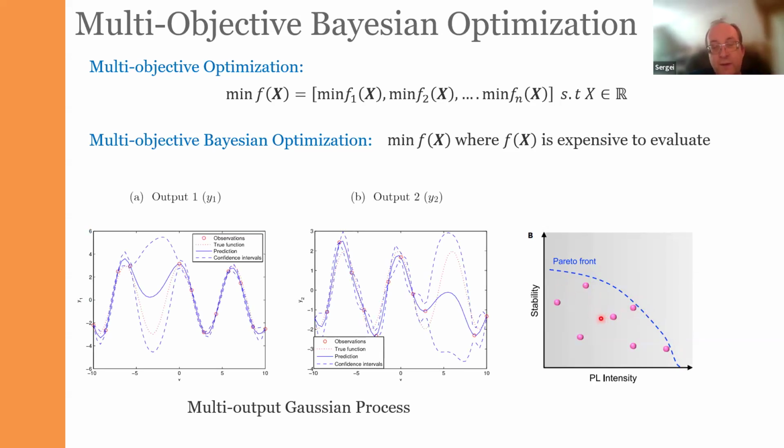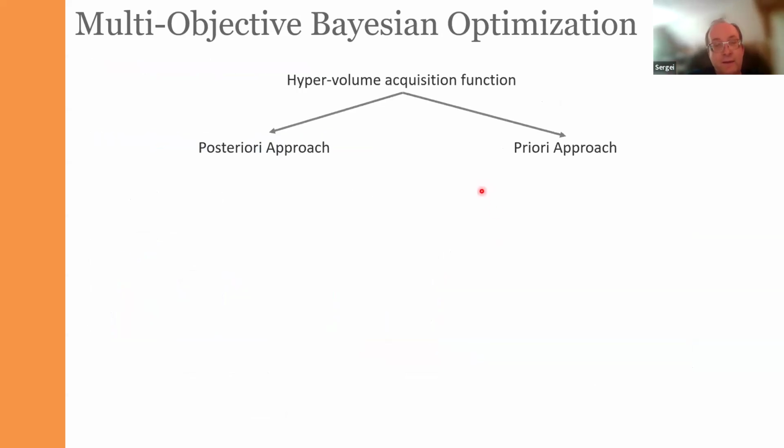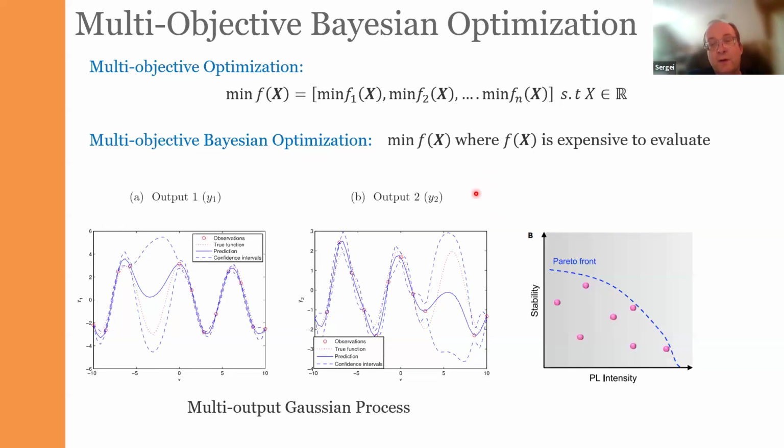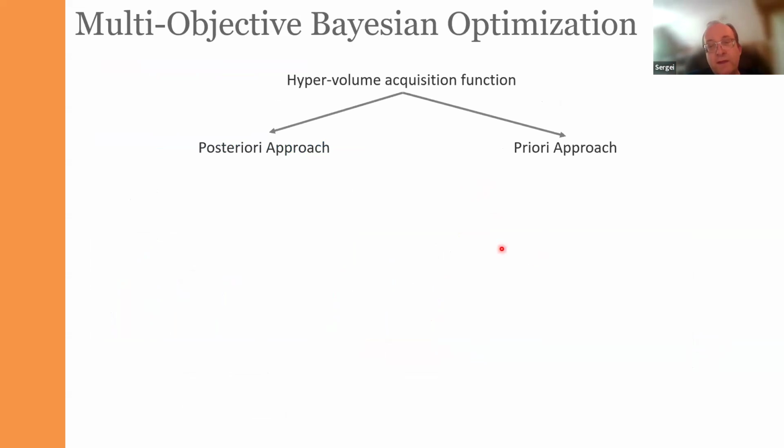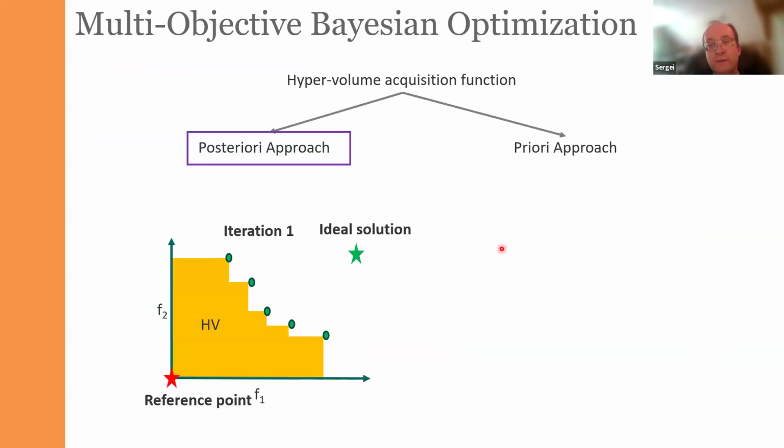The idea is that we need to somehow create the multi-output Gaussian process, where we have the Gaussian process that generates two different functions. And then we need to somehow learn how to discover these Pareto frontiers. The mathematics behind it is fairly complicated, so we are not going to go into the details. Much like we have the acquisition functions for normal Bayesian optimization, we have the acquisition function for the multi-objective Bayesian optimization.